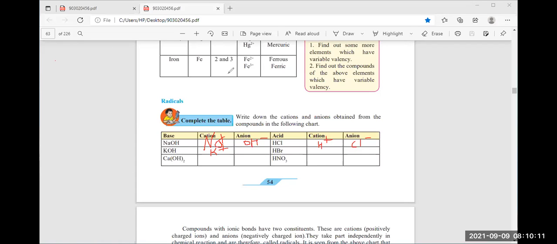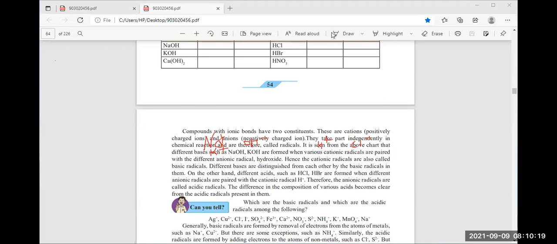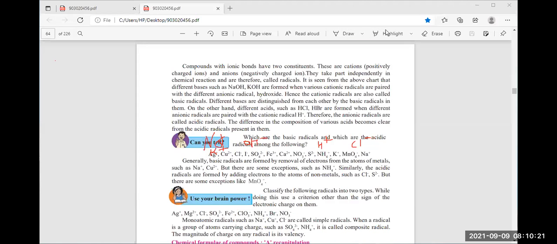Okay. And which types of ions are present? One is the positive ion and the second one is the negative ion. Got it, everyone? Yes or no? Any problem here? Yes, sir.